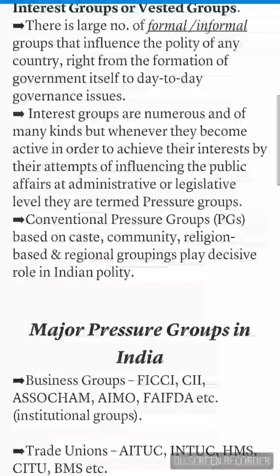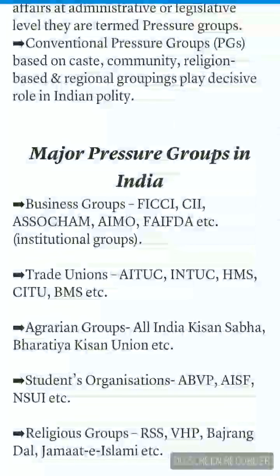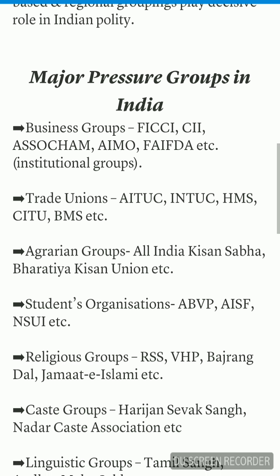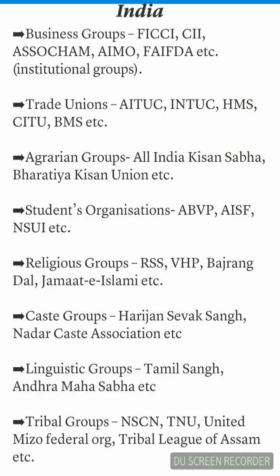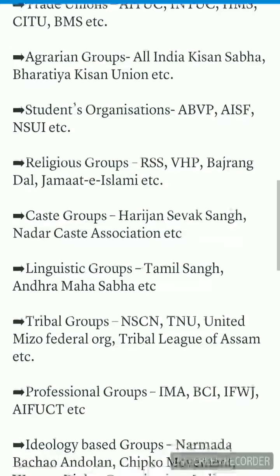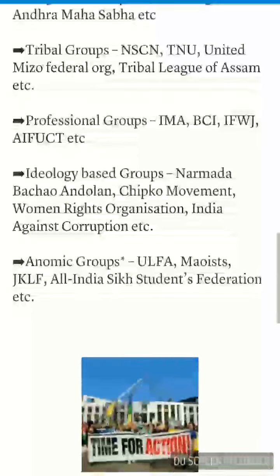Now, in India, there are major pressure groups like business groups, FICCI, CII, ASSOCHAM, trade unions like AITUC, that is All India Trade Union Congress, and agrarian groups include All India Kisan Sabha. All India Kisan Sabha is very important. It is the oldest, we can say, agrarian group. And next is student union, ABVP, very famous. Religious group, RSS, caste groups, and linguistic, tribal groups, professional groups.